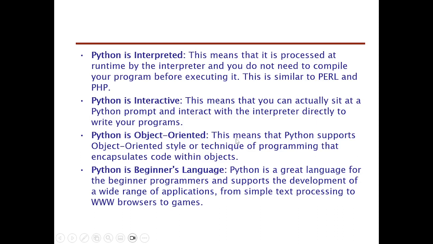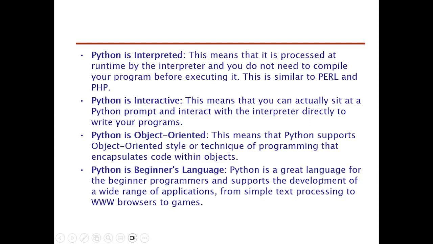So Python is object-oriented programming. This means that Python supports the object-oriented style or technique of programming that encapsulates code within objects. So object-oriented programming is having the encapsulation of code within the objects. So Python is a beginner's language. Many students have seen that Python is really for beginners, but it is really useful, especially in machine learning.